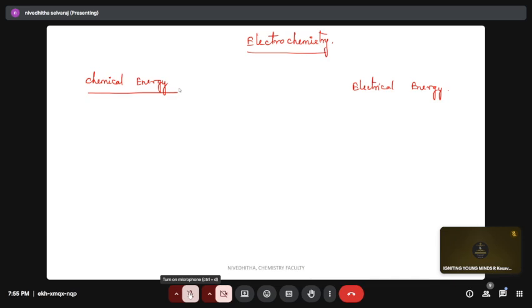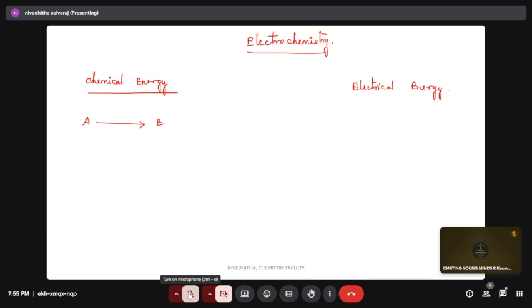So, what is chemical energy? It is the energy involved during any chemical reaction. That's it. It is the energy involved in any chemical reaction. For example, I have a chemical species which is A. And in a chemical reaction, this chemical species is getting converted into B. So A is getting converted into B. It is a chemical reaction, right?